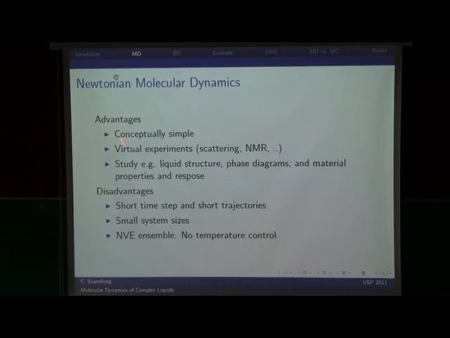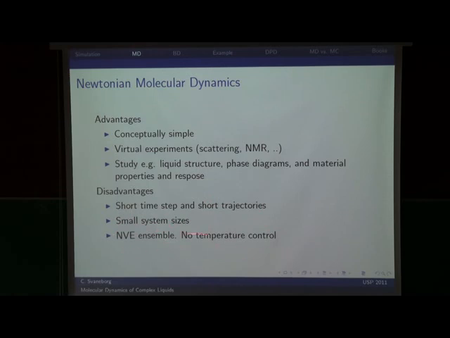So just to summarize, if you do Newtonian molecular dynamics, it's conceptually very simple. We can do virtual experiments on our simulation. We can measure what we would measure in a scattering experiment, and we can carry out essentially any kind of experiment virtually during the simulation. We can start things like reconstructing phase diagrams, material properties, and so on. The disadvantage is we need a small time step, and we can only run relatively short trajectories before the energy diverges. We can only run relatively small systems, and we are sampling the NVE ensemble without temperature control.